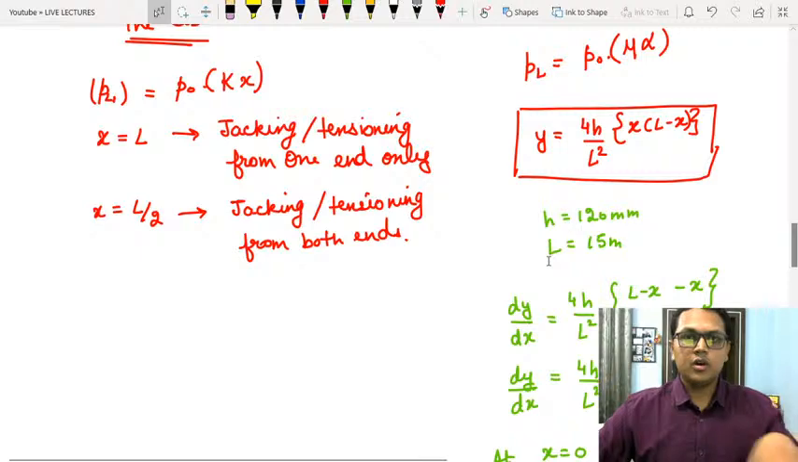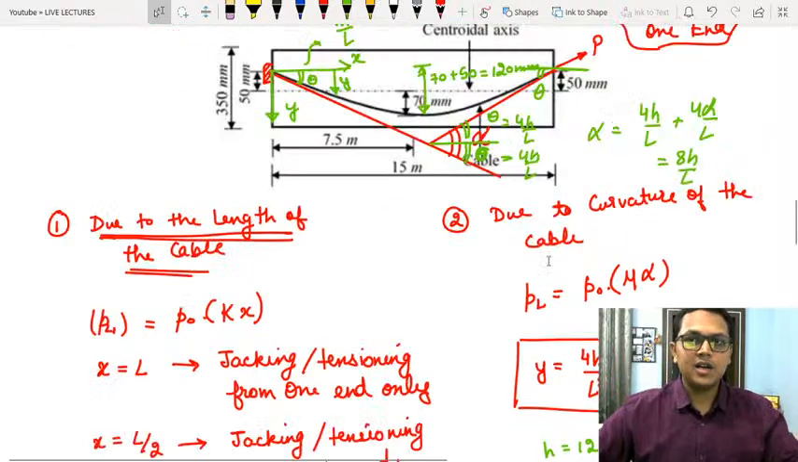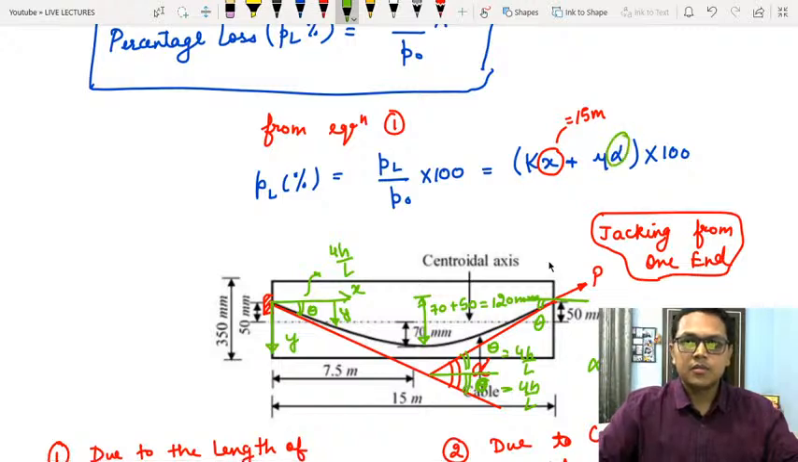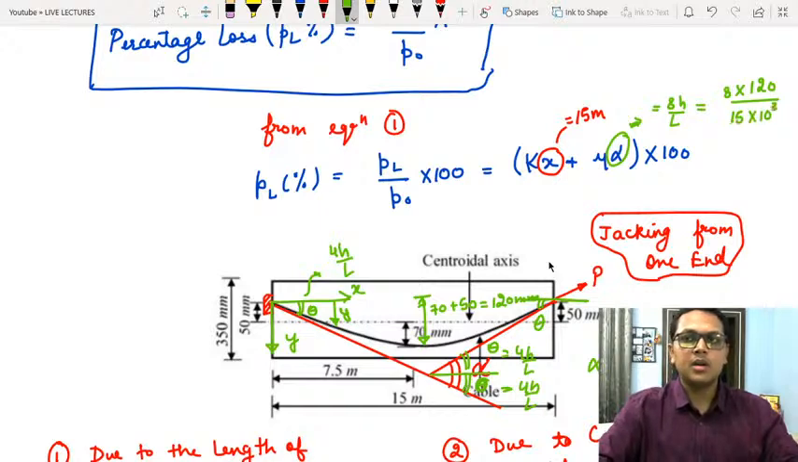So, now we know what is the value of x and alpha for the question. Now, alpha is equal to 8h by L. Now, h value is how much? 8 multiplied by 120 mm divided by L, which is 15 meters multiplied by 1000 converted into mm. So, we know the value of alpha. So, let us calculate the percentage loss.